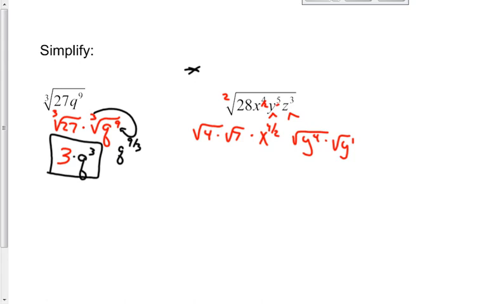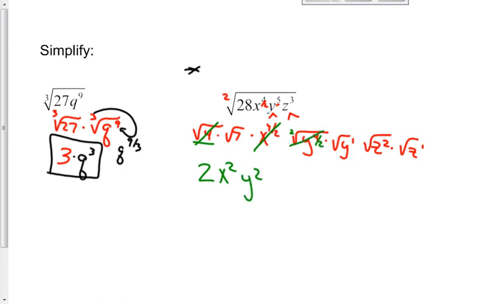Do the same thing with z. 1 less than z to the 3rd. Square root of z squared and square root of z to the 1st. Now I have everything that I can in terms of reducing. Square root of 4 reduces. There's 2. We knew that x raised to the 4/2 is x squared. Reduced, reduced. Square root of y to the 4th. Remember your index of 2. Make it under here. That's y squared.